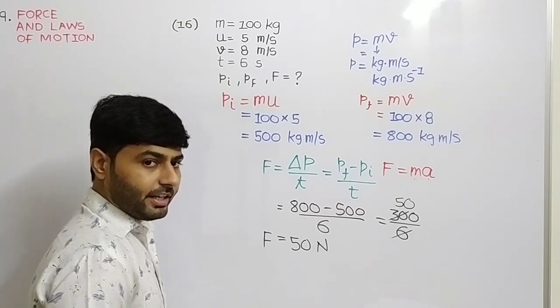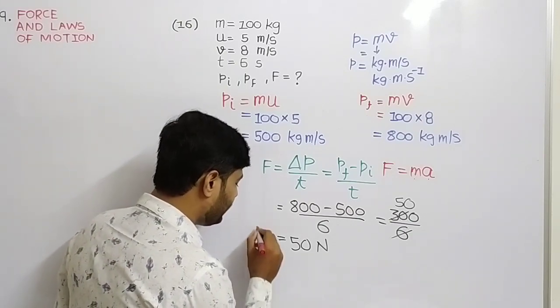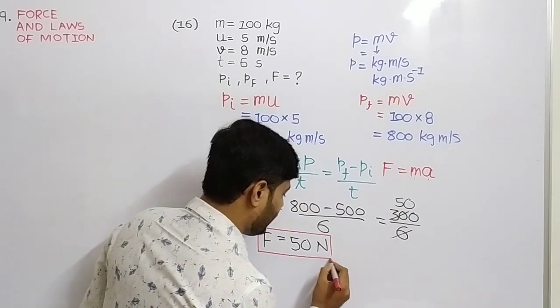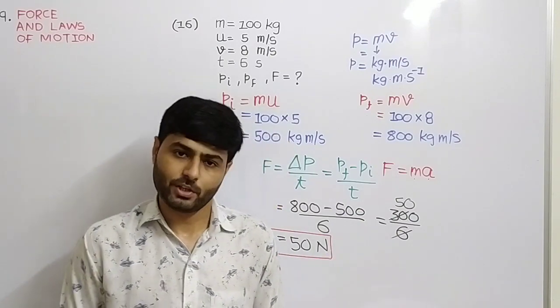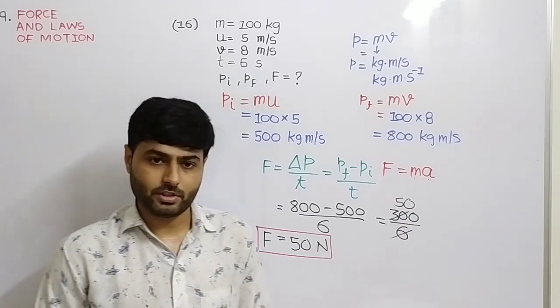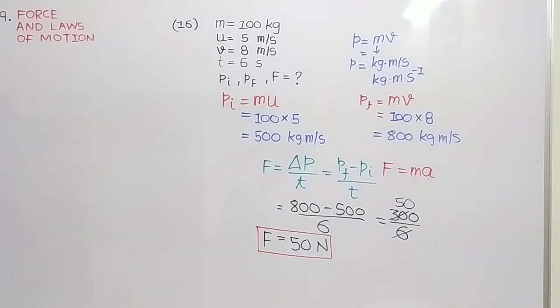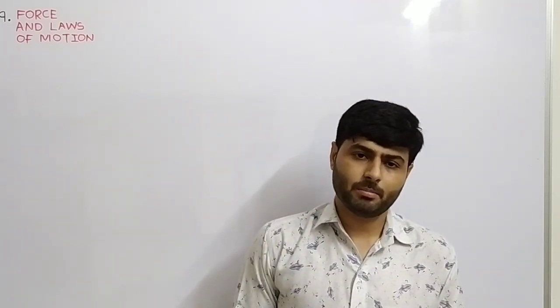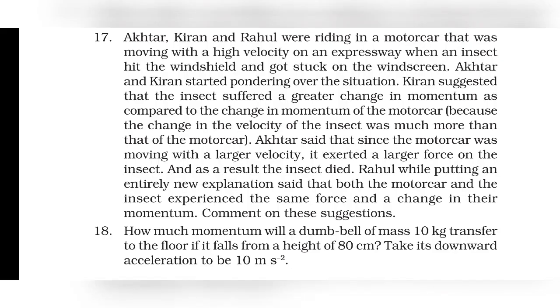Don't forget to write the unit in each and every quantity. So we have the answer here as 50 Newton. Please write it in your fair book. This is numerical number 16. After question number 16, we have question number 17. Let's read the data from the textbook.